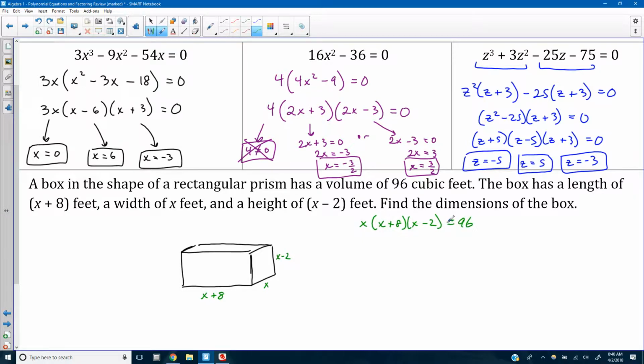Now, this is not set equal to 0, so you can't use the zero product property. You can't say either x equals 96 or x plus 8 or x minus 2. No, this was kind of tricky. We have to set this equal to 0 by subtracting that 96 over.